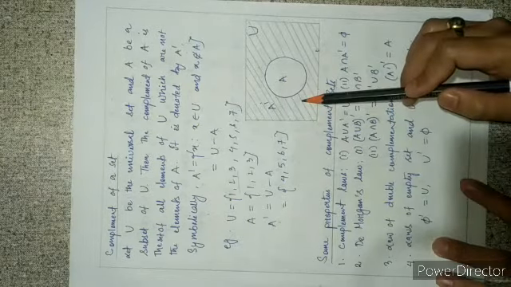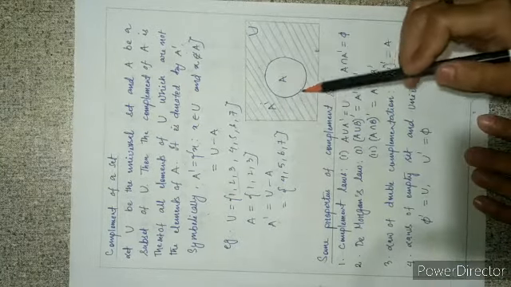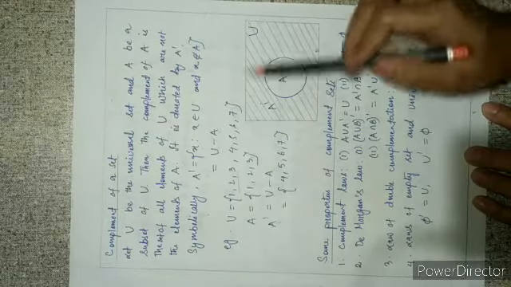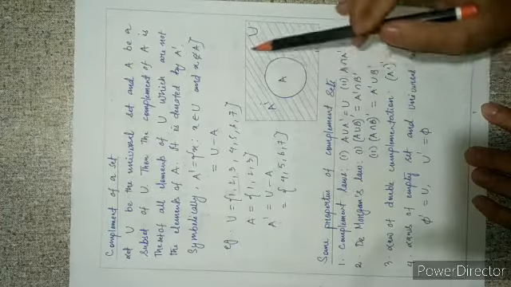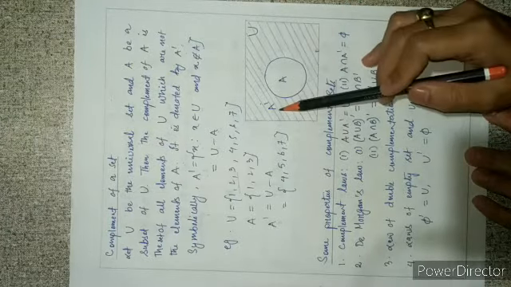In Venn diagram, it is represented as, and here this circle represents set A and this rectangle represents the universal set U, and so the region outside of the circle A represents A dash.